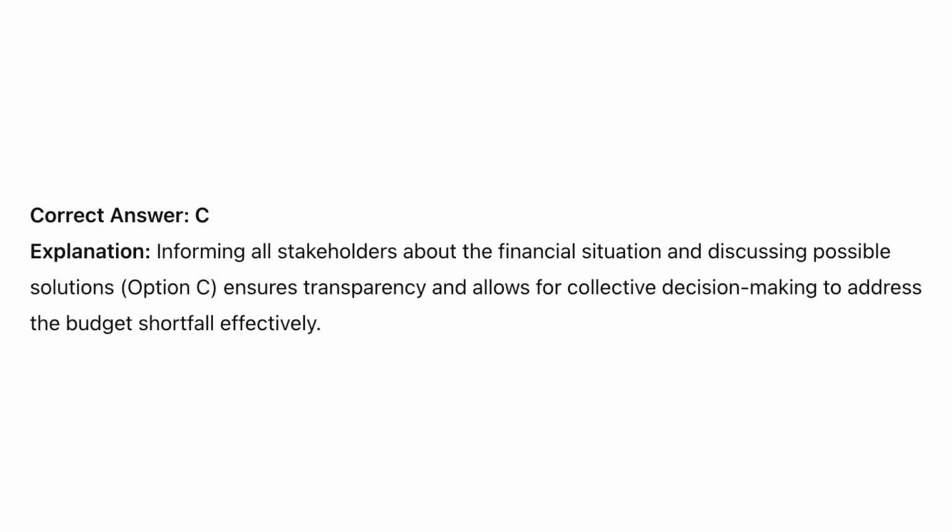Correct answer C. Explanation: informing all stakeholders about the financial situation and discussing possible solutions. Option C ensures transparency and allows for collective decision making to address the budget shortfall effectively.